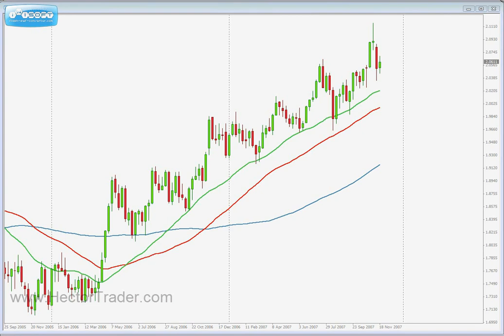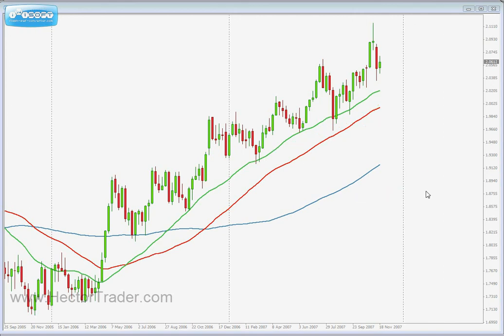We call the cable for this currency pair on the weekly chart. A very, very long-term chart. Now let's analyze this chart. Why not, guys? First of all, how are these moving averages plotting on my chart? Well, first of all, I see they are all in order, aren't they? 30 is above the 50, and the 50 is above the 100.